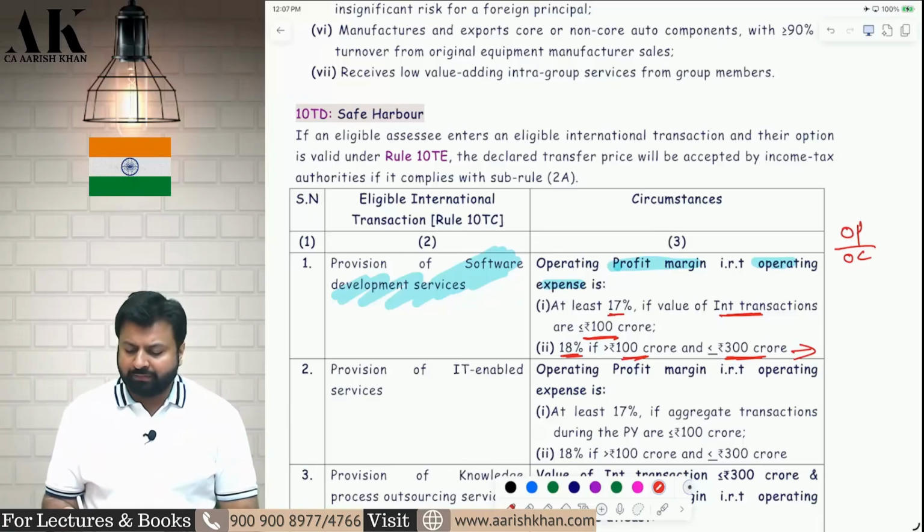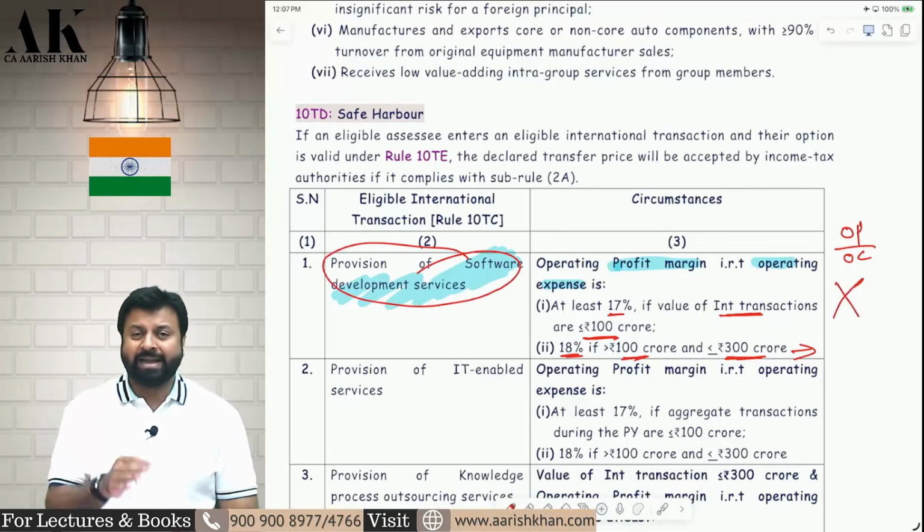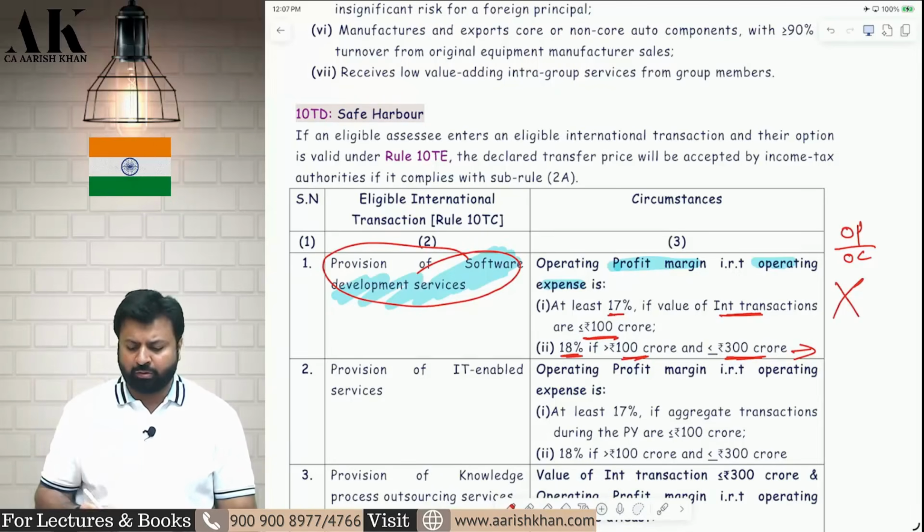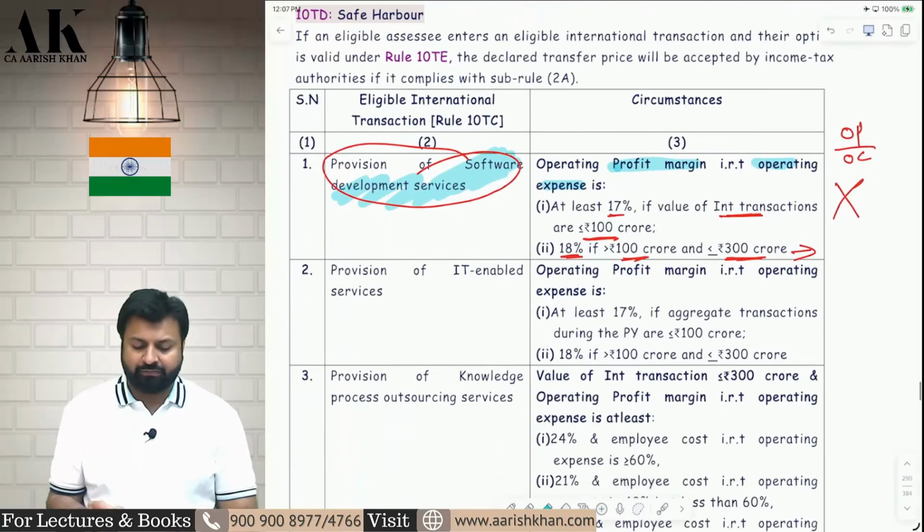Sir, what if the transaction value is more than 300 crore? Then also safe harbor rule is not applicable. In this case, the maximum transaction value should be up to 300 crore. If the transaction value is more than 300 crore, safe harbor rule is not applicable. I hope it is clear to all of you.